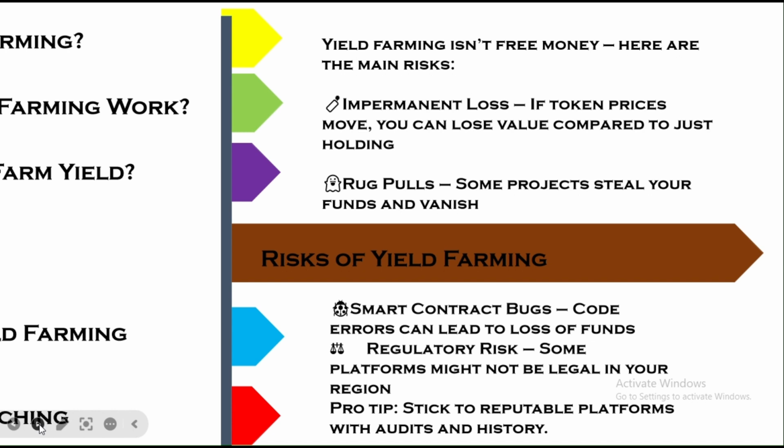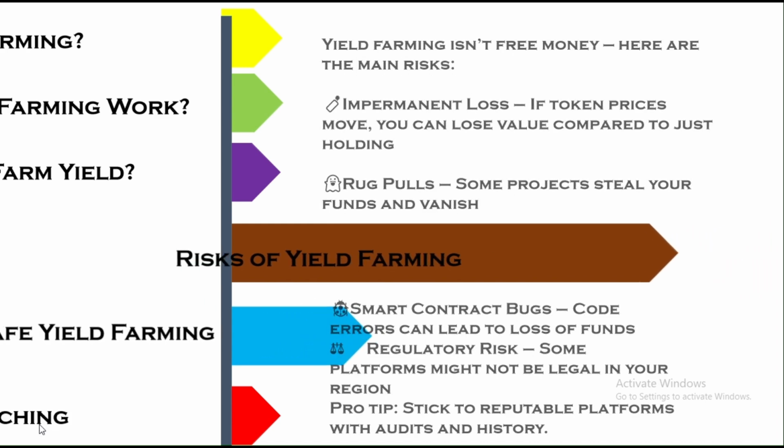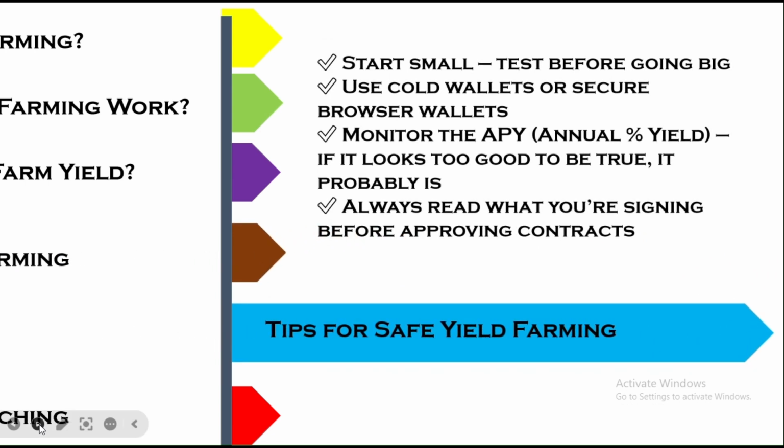Okay, pro tips: stick to reputable platforms with audits and histories. That's why I said do your research on the last slide, so you understand what that platform is all about and how you can participate. So, tips for safe yield farming. Start small. Test before going big. Use cold wallets or secure browser wallets.